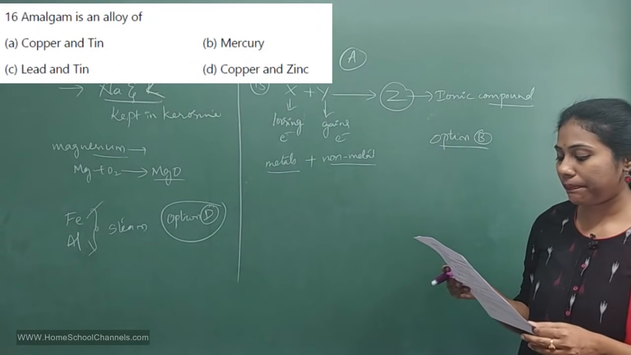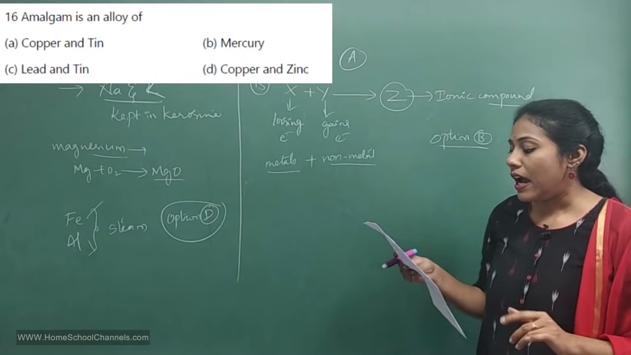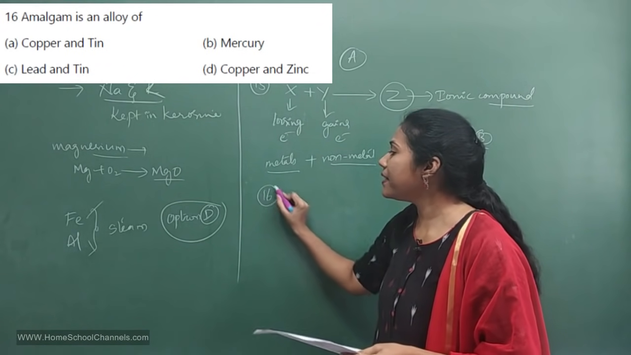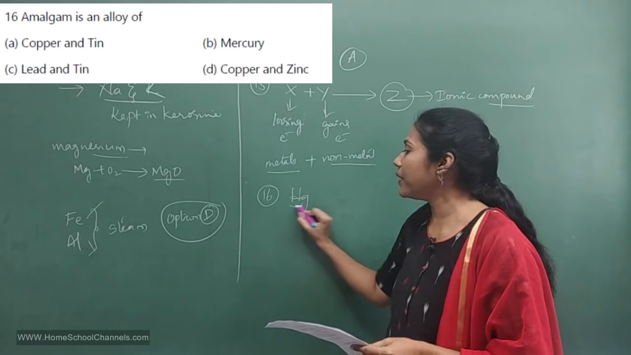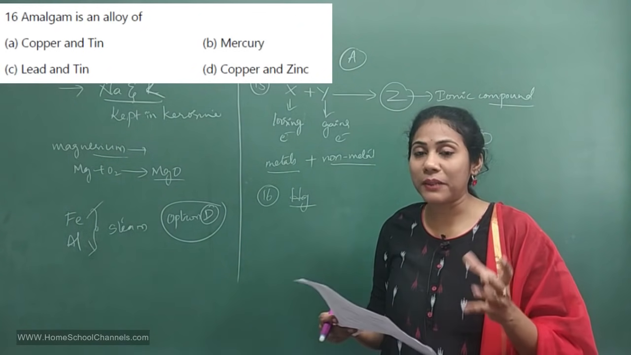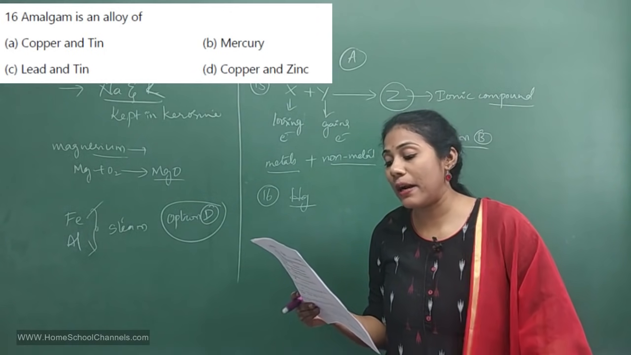Okay, fine. 16th question. Amalgam is an alloy of... no need to think, amalgam means it is an alloy of mercury. Mercury in combination with other elements, that particular alloy is called an amalgam.